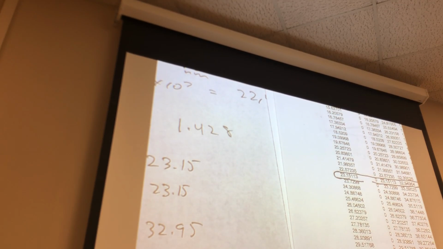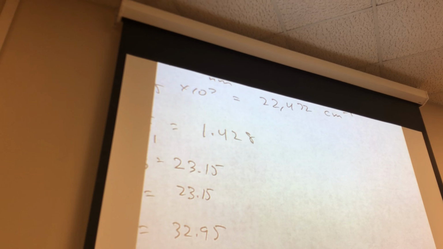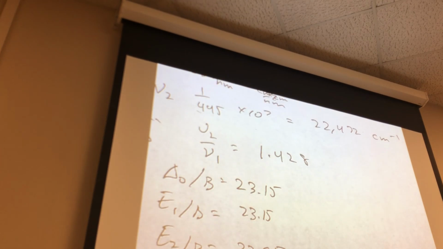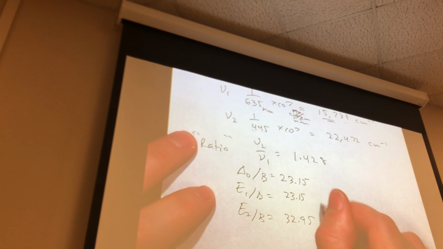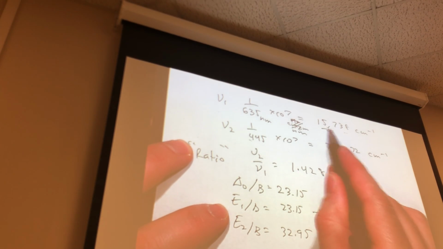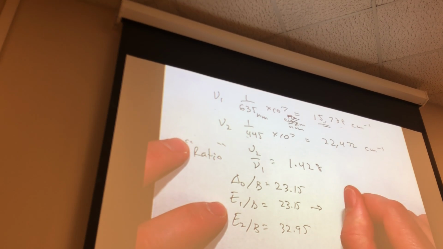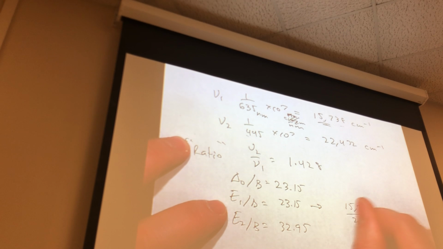I have everything I need to calculate my answer. I don't need my table anymore. I just needed it to figure out these three values. So from this line right here, I can solve for B, because I know frequency 1 is this 15,000. So basically 15,738 divided by 23.15 is equal to B.